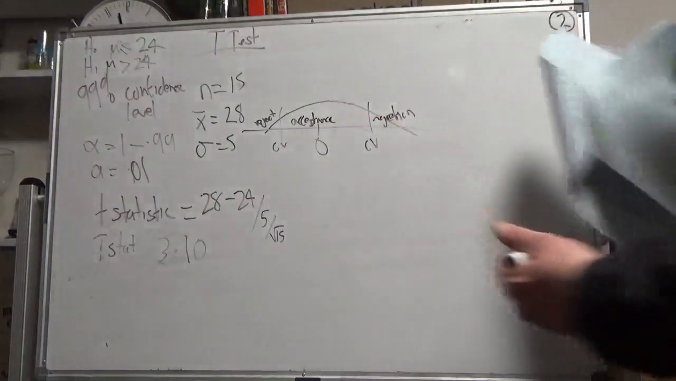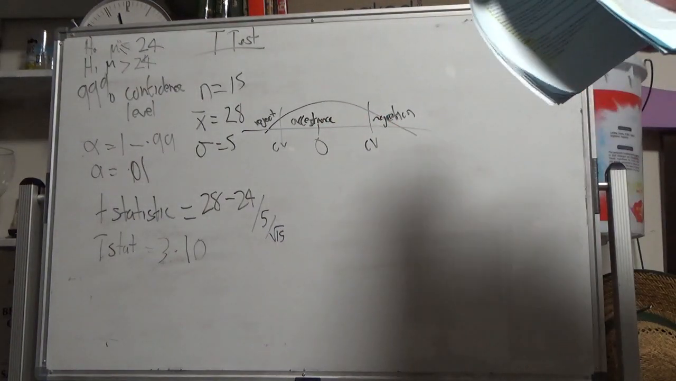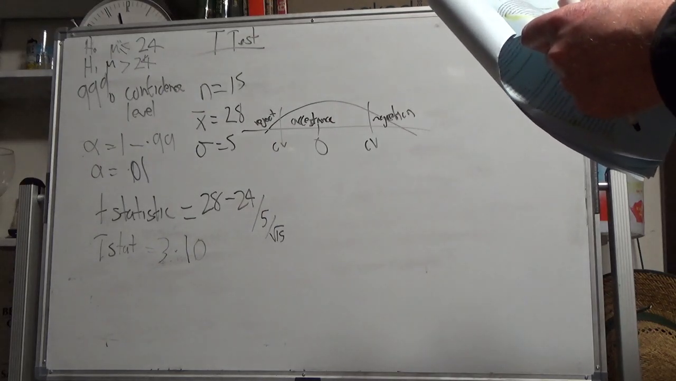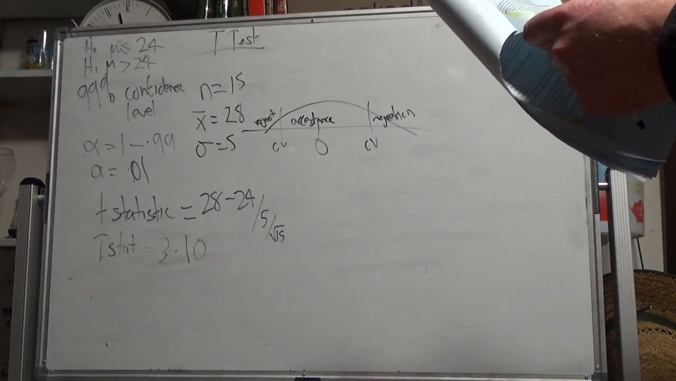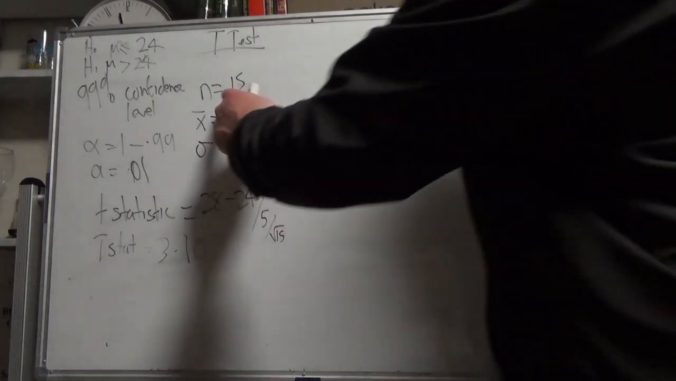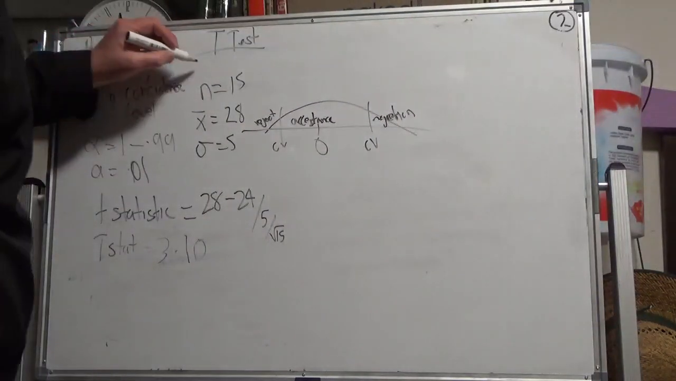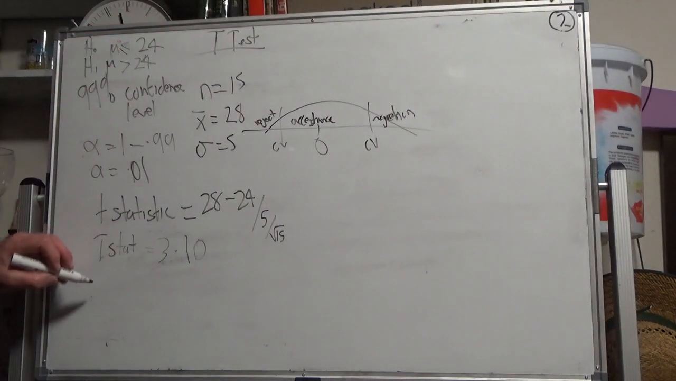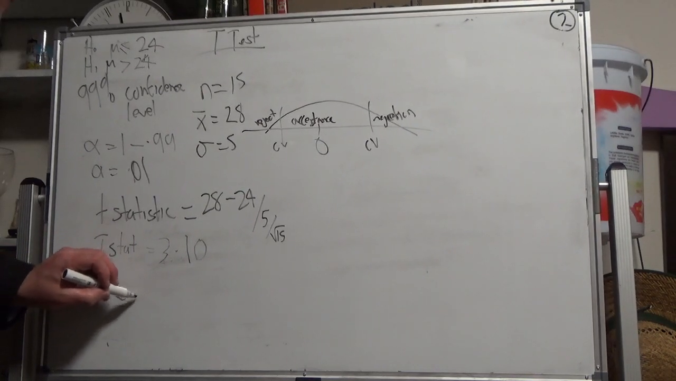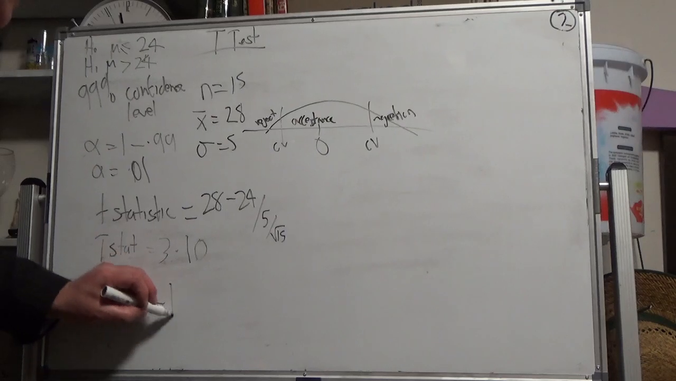Rejection. Now we don't know the critical value just yet. We've got to find that on the table. So this time round, we know the samples. I've got to introduce the concept of degrees of freedom. Degrees of freedom, DF, is denoted by the sample size minus 1.